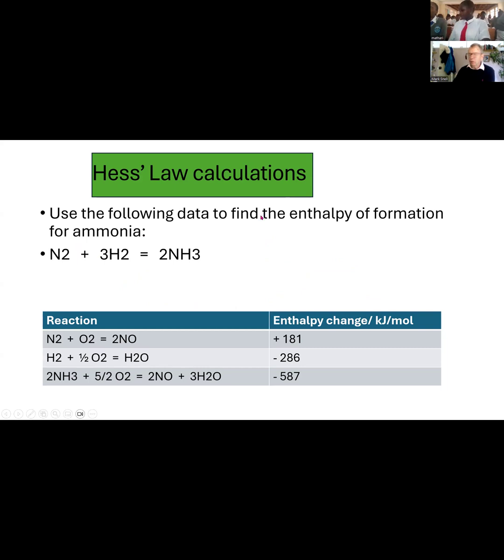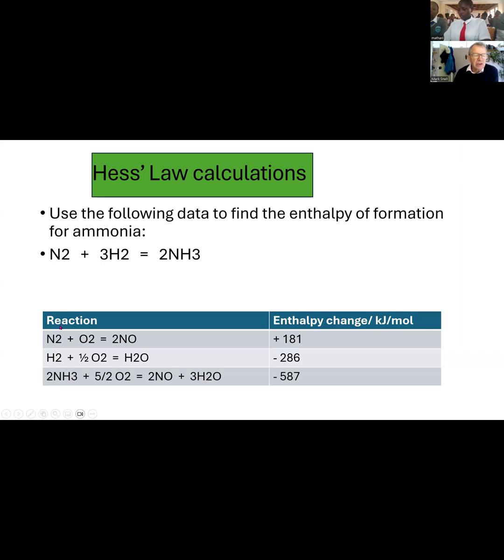This is the sort of question we get. So we're trying to find the energy change for nitrogen and hydrogen making two ammonias, okay? But they've given you all this data down here. Now, if you already know how to do this sort of question, have a go at it while I go through it, okay?